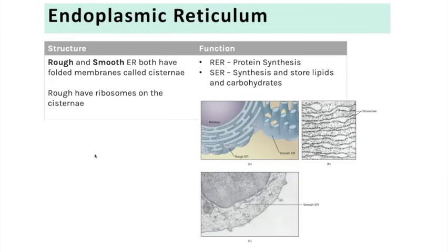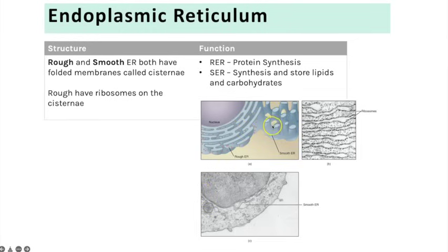The endoplasmic reticulum: you have the smooth and the rough. We can see here in the top diagram, we've got the rough endoplasmic reticulum, and we can tell because we've got the ribosomes on the outside. The other side of this top diagram is the smooth endoplasmic reticulum, and that has no ribosomes on the outside. Now the RER, the rough endoplasmic reticulum, is where protein synthesis occurs because of those ribosomes on the outside.